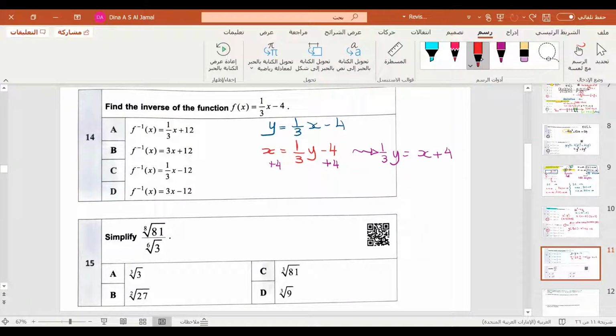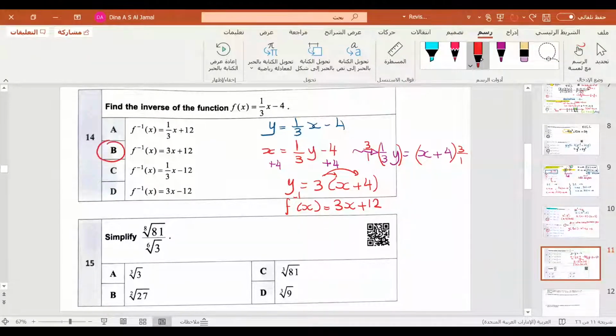And now, what is the other? Whenever you would like to remove any fraction, just multiply by the flipped fraction. And because you are having a binomial, you should put brackets. So y is equal to 3x plus 4. So your f inverse of x will be, do the distributive property, 3x plus 12. And this is your option B.